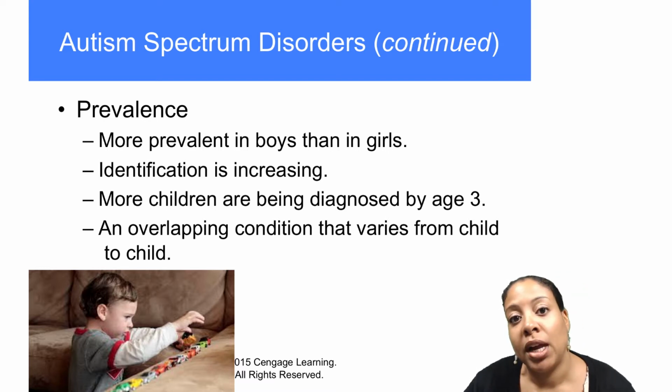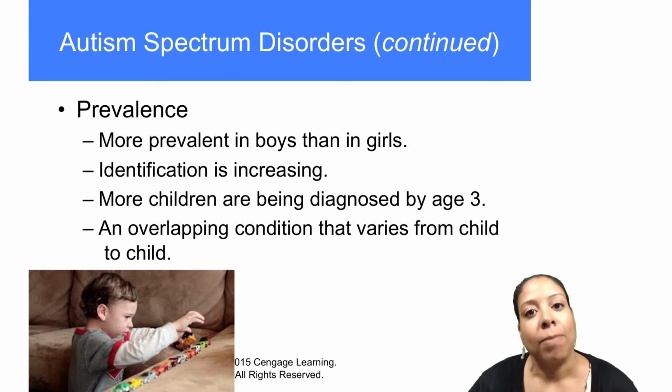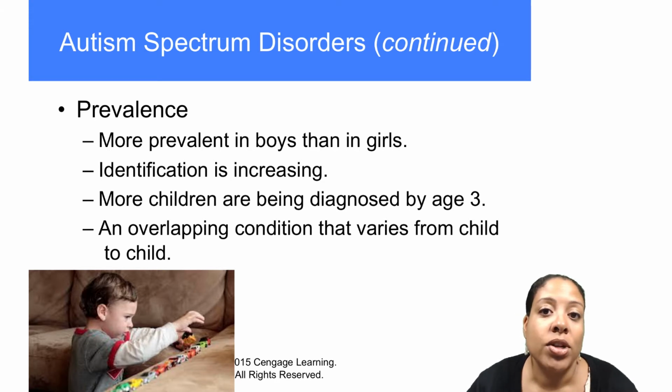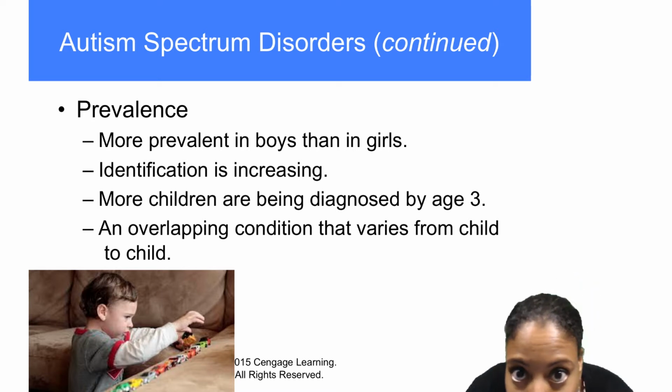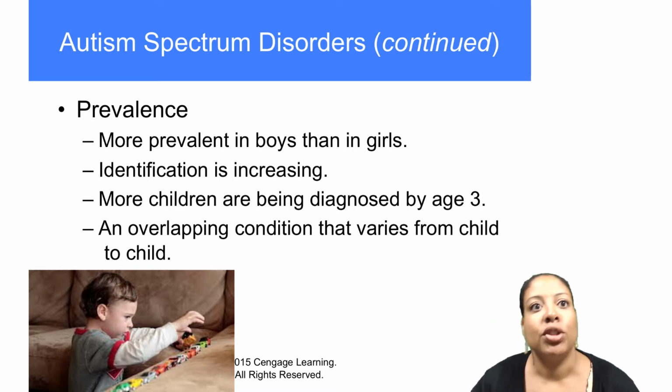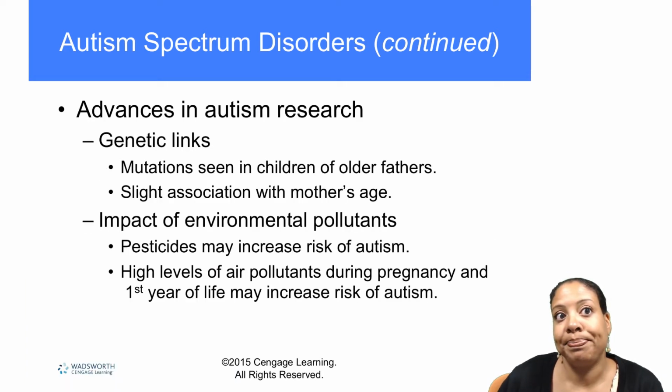More children are being diagnosed by the age of 3, which is good in the sense that because it's at this age, then they can get early intervention, because early intervention, children age out at 3. So if you're diagnosing a child after 3, it might be harder to get services, or there may be fewer services available. An overlapping condition that varies from child to child. So it can occur with other diagnoses and disorders as well.